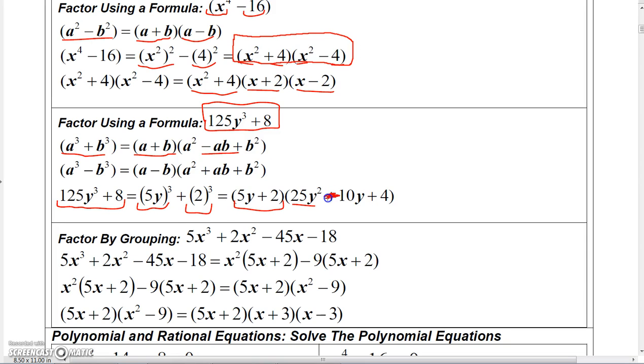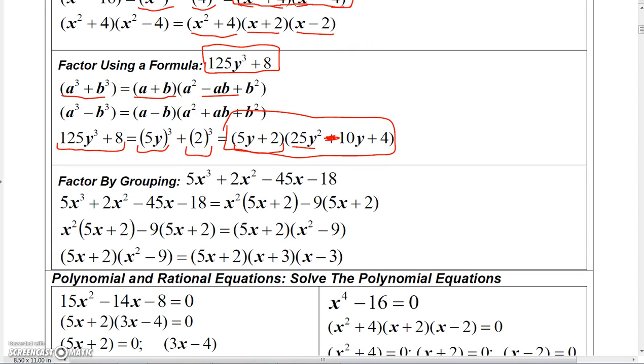Okay, got to be careful. That's a minus, so it's minus 10y. And then plus b squared, so that would be 2 squared, which is 4. So this factors into 5y plus 2 times 25y squared minus 10y plus 4.